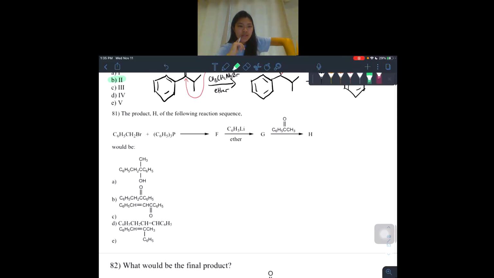Next, I will teach you guys a neat little trick for this guy. You see this P right here, and then you see the C6H5. C6H5 is a phenyl, remember? So this guy is just PPh3. And what is that, guys? That is a part of the ylid.